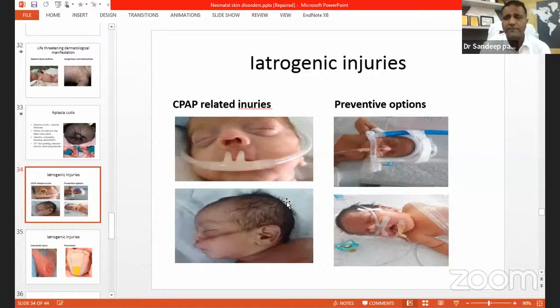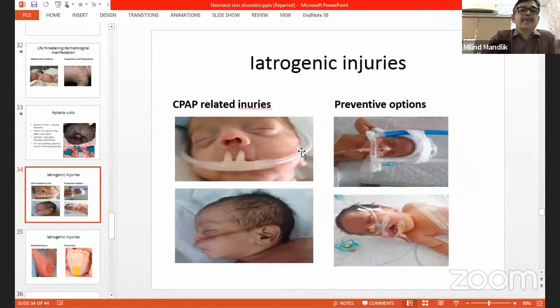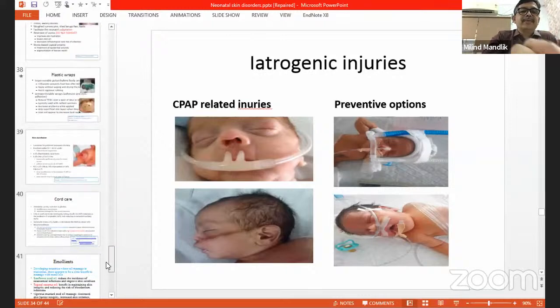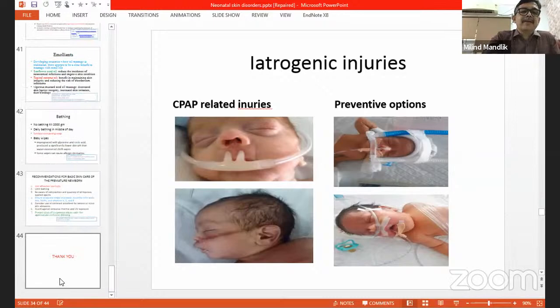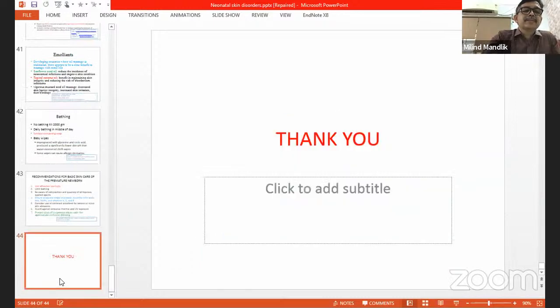Milind sir, please. Yeah. Thanks, Dr. Sandeep Patil, for such a nice talk on common skin disorders in neonates. Your talk was very well supported by the photographs of various lesions. It was like a visual treat for us. And thank you so much. Any questions? Okay, we can take questions later on also.